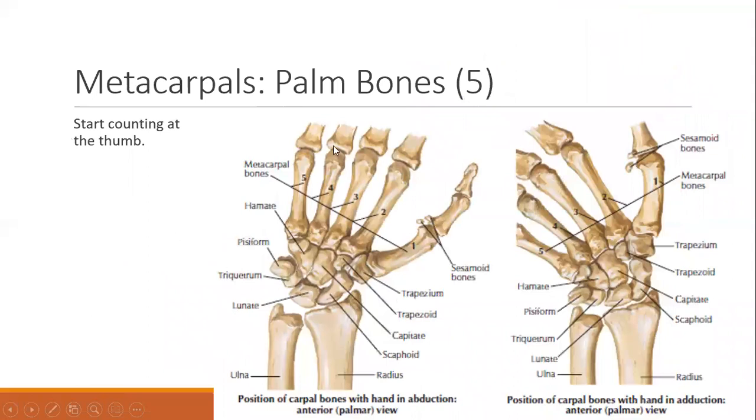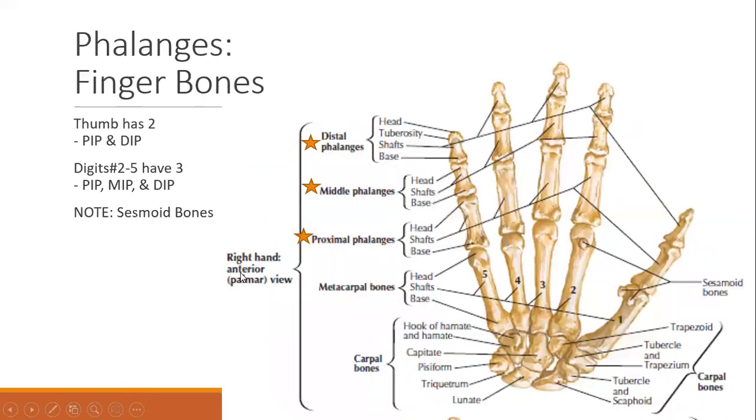When it comes to counting your digits and your metacarpals, we start at the thumb. So thumb is 1, your index finger is 2, 3, 4, and then 5 is your little finger. When it comes to your phalanges, you have your proximal, your middle, and then your distal phalanges. And then sesamoid bones are just these little round bones that are just kind of there. They are variable. You can have them in your hands, you can have them in your feet. And technically the largest sesamoid bone in your body is your kneecap.